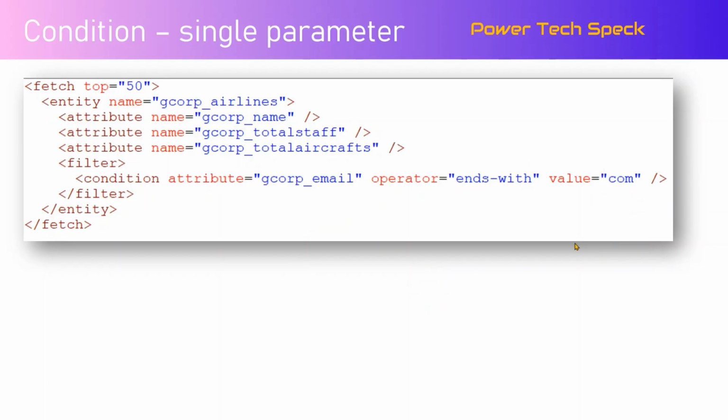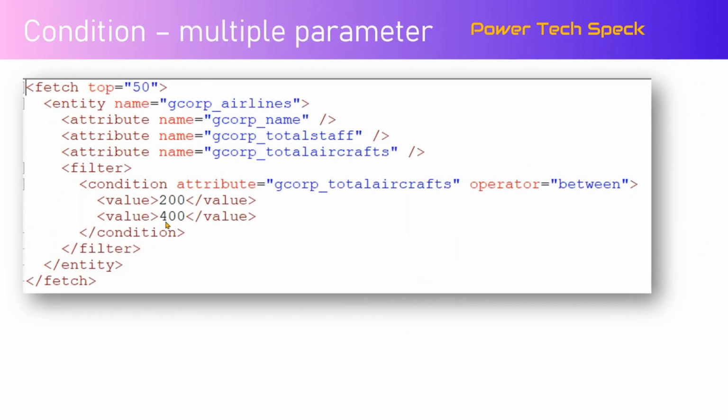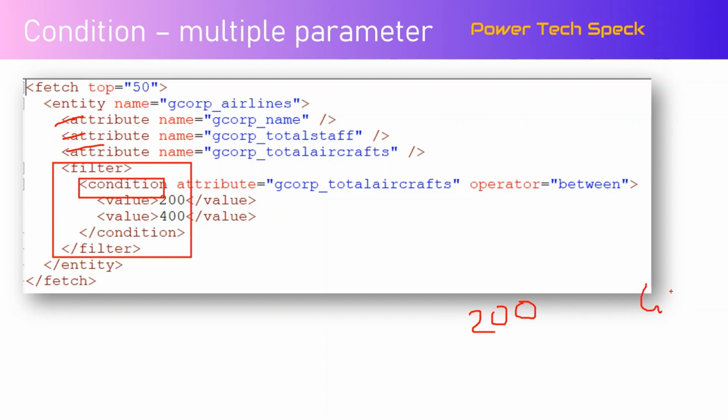Now if you have multiple parameters, then you can write it this way. Again, whatever attribute you want, just show it. Then under filter, within that filter condition, you specify the values. This example is between. I have a number of total aircraft, and I want to get a list of the airlines which have an aircraft count between 200 and 400. So I've specified these two values and said, give me the value between 200 and 400. I'm going to show all of this in an example.